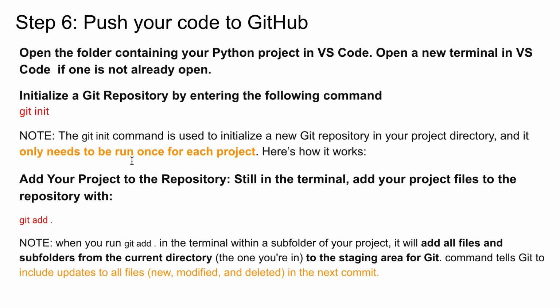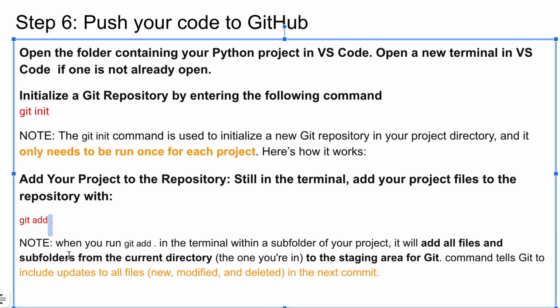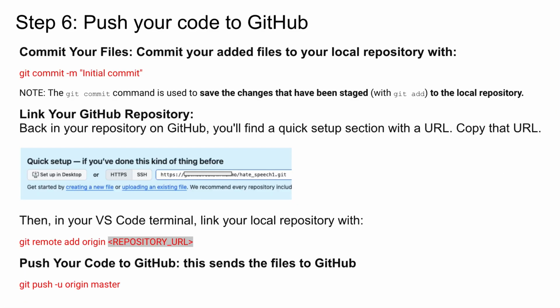This is a command that you only have to run once for each project. The next command is git add, a space, and then a period. That basically adds the files and all subfolders in the current directory that you're in to what Git refers to as the staging area. If you had already submitted files and this was an update, it would realize that files had been modified and take that into account and send them up as new files, to replace the other ones.